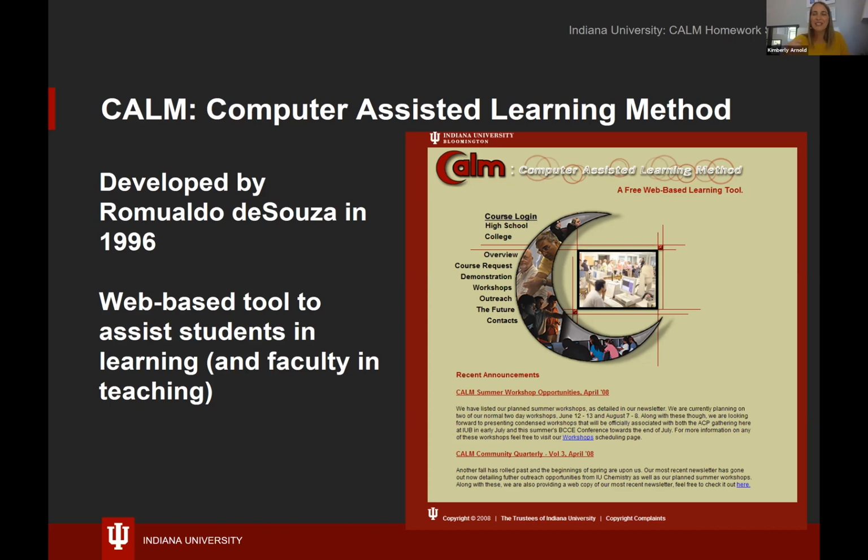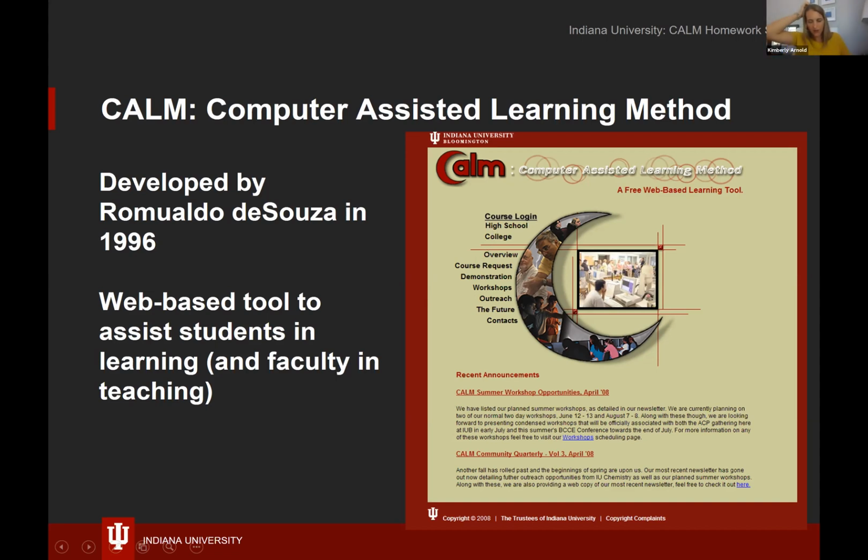All right, this is web-based. So you can access it on a computer, laptop, mobile device, as long as you can access the internet. You don't have to download any software or anything for it. This is the main screen that you get to when you type in calm.indiana.edu. We'll look at it again, but we'll move on.